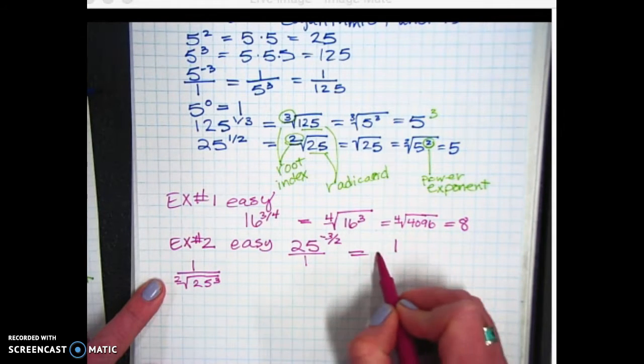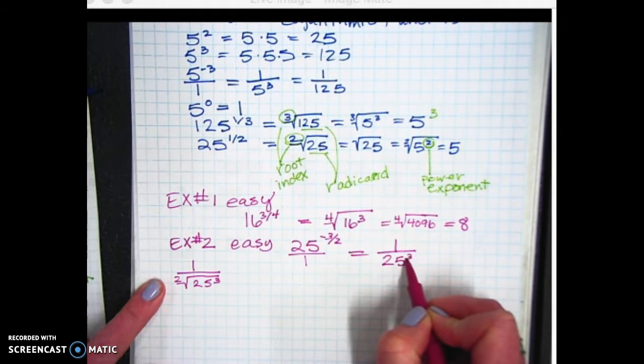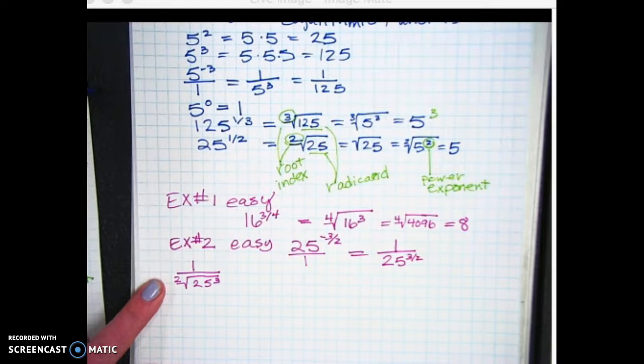Would it help me to write it like this? 1 over 25 to the 3 halves? Yeah? Okay.